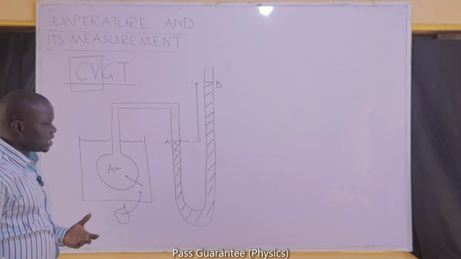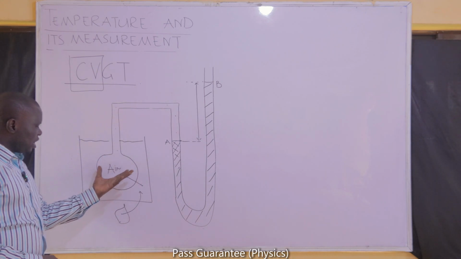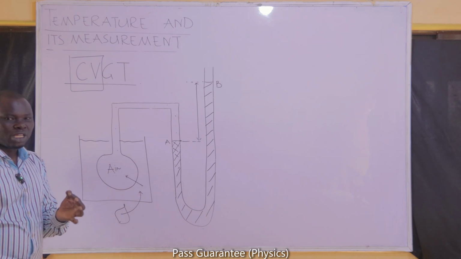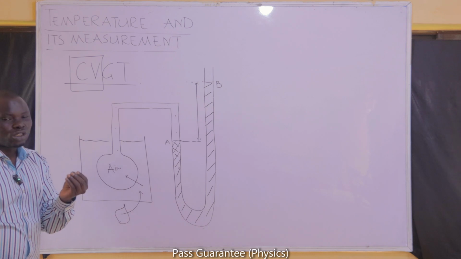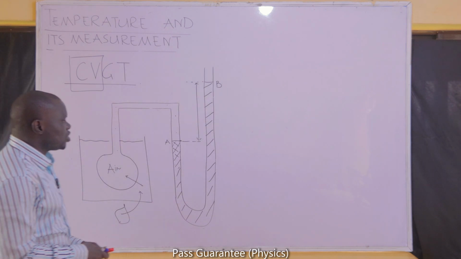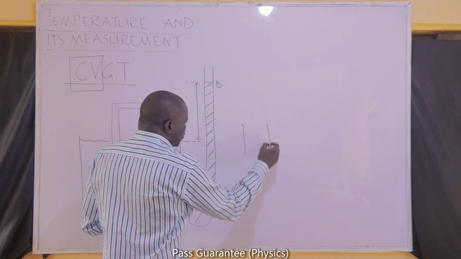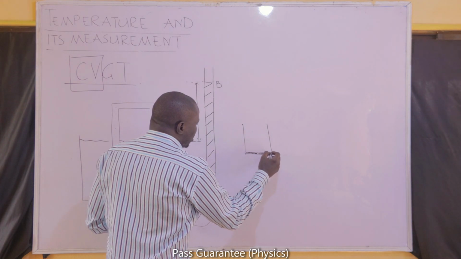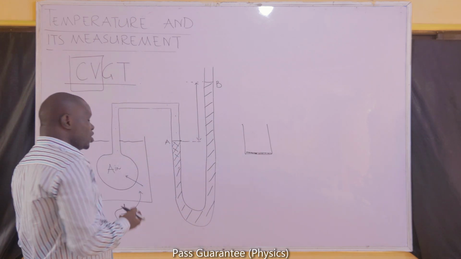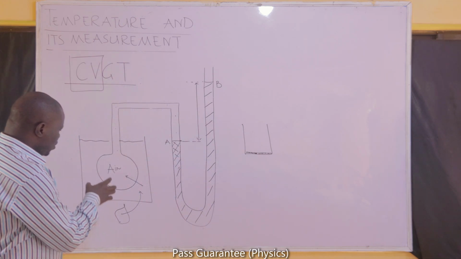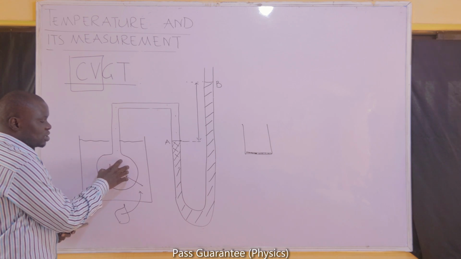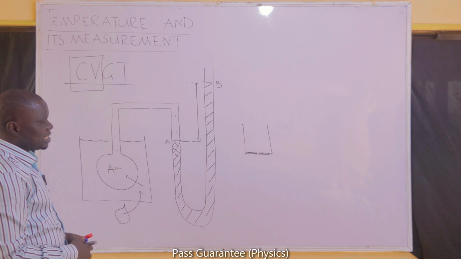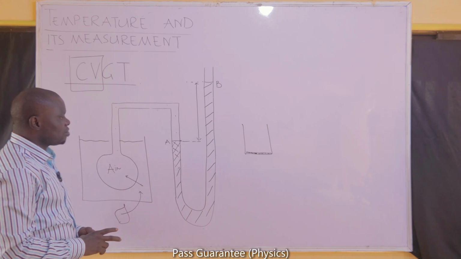It has its own disadvantages anyway, because of the large vessel that will have to contain the air. It cannot be used to measure the temperature of small drops of water. If I want to measure the temperature of small objects or a very small amount of a liquid, I cannot use this, because before it can be used to measure the temperature of a substance, it must be completely immersed into that substance. And that is the disadvantage of the constant volume gas thermometer.